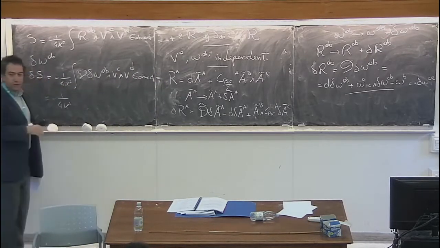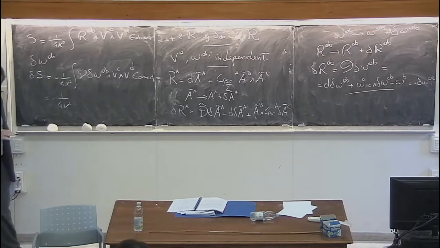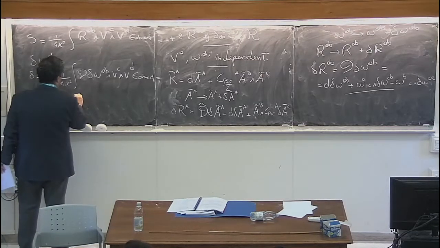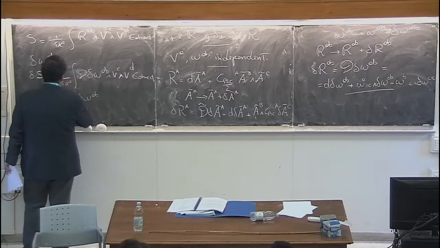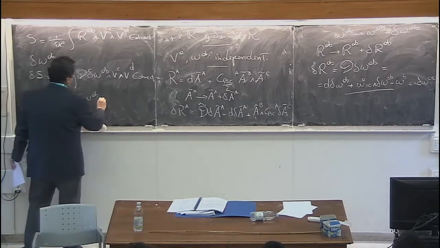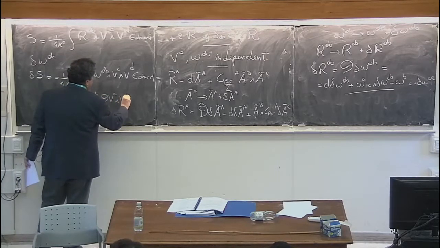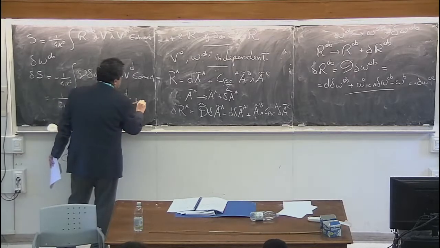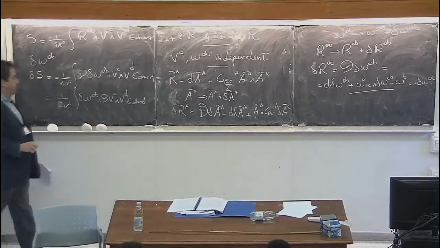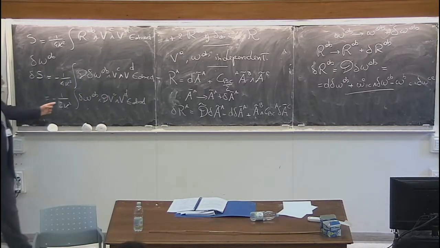And we neglect the total derivative, okay? Because we are neglecting boundary terms. So this is equal to delta omega AB with a 2, wedge DVC, wedge VD, epsilon ABCD, okay? Why is there this 2?